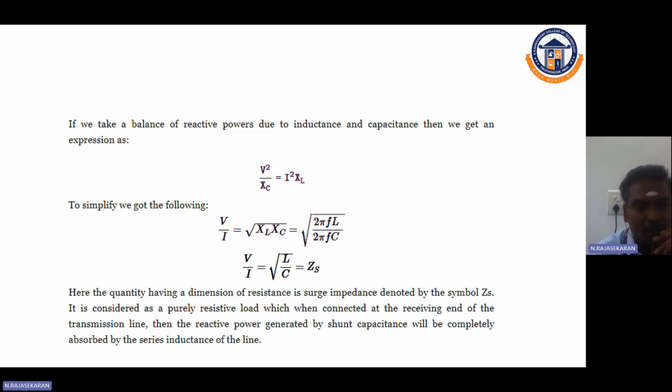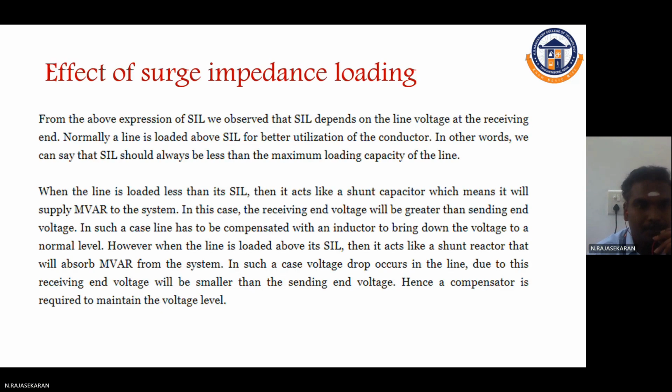Hence, the quantity having a dimension of resistance is surge impedance, denoted by the symbol ZS. It is considered as a purely resistive load when connected to the receiving end of the line. Then the reactive power generated by the shunt capacitance will be completely absorbed by the series inductance of the line. Okay, so this is repeatedly told. So what is the effect of surge impedance loading? If it is not properly maintained, there is a problem.